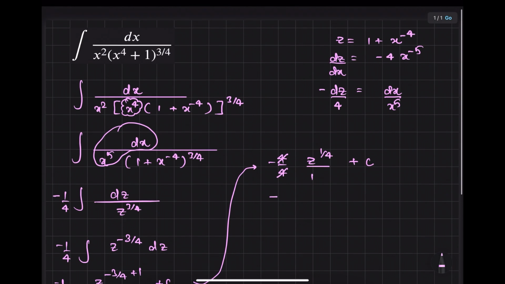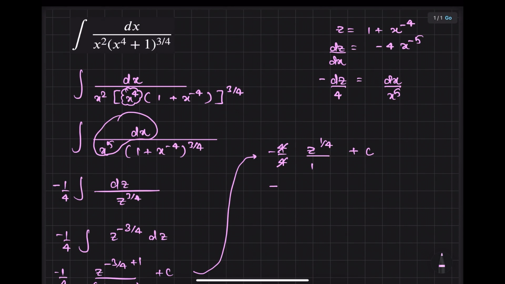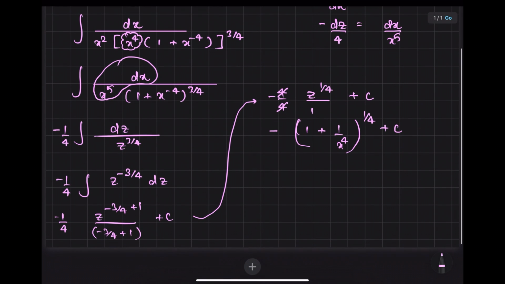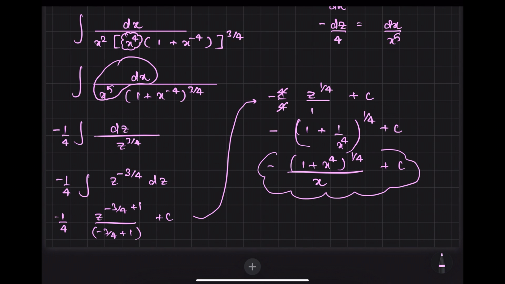But who is z? Z is that ugly thing. So it is (1 plus 1 by x power 4) to the whole power 1 by 4, plus integration constant c. So minus (1 plus x power minus 4) power 1 by 4, which upon x power 4 power 1 by 4 will become x. So this is the integration of the given question.